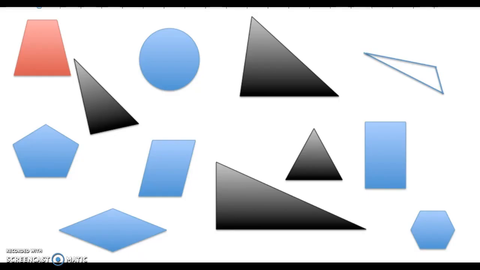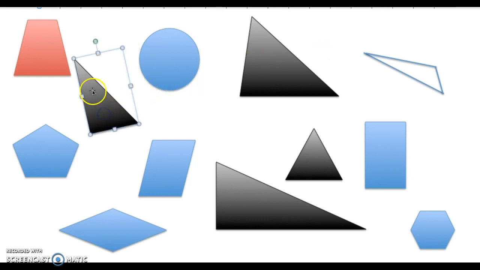Alright, so any flat shape that has exactly 3 sides is a triangle. Triangles might look different from one another, but if they have 3 sides, they are all the same type of shape. So there are 4 triangles in this group that you can see. Well, actually 5 with this one here. If you include this one, there's 5 triangles in this group of shapes.